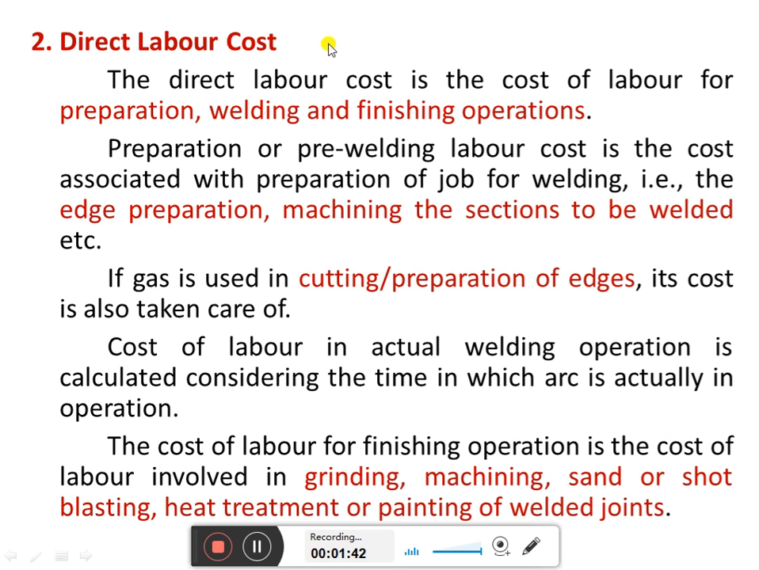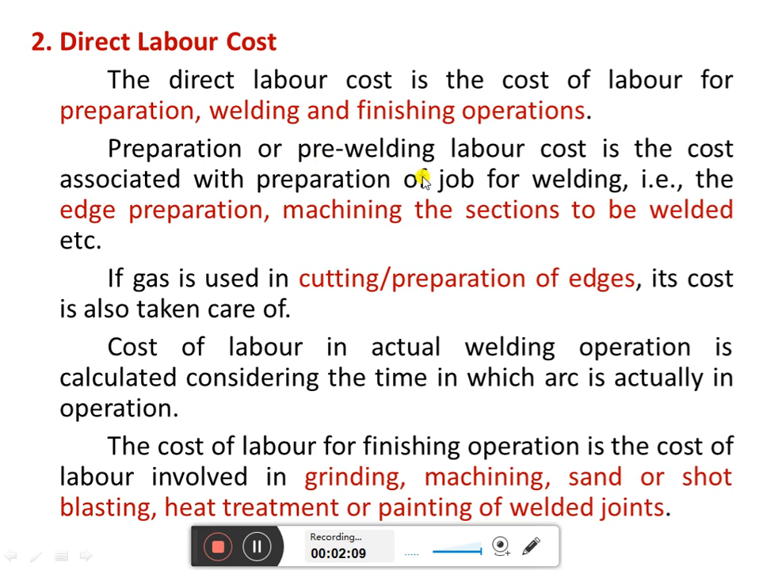Then direct labor cost. The direct labor cost is the cost of labor for preparation, welding and finishing operations. Before starting the welding process, we have to do edge preparation. So that is preparation and welding. After the welding process, in the final stage we have to do grinding, machining, whatever is needed, and we have to finish the product.